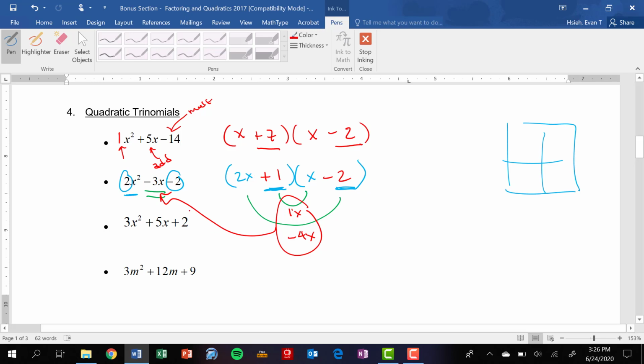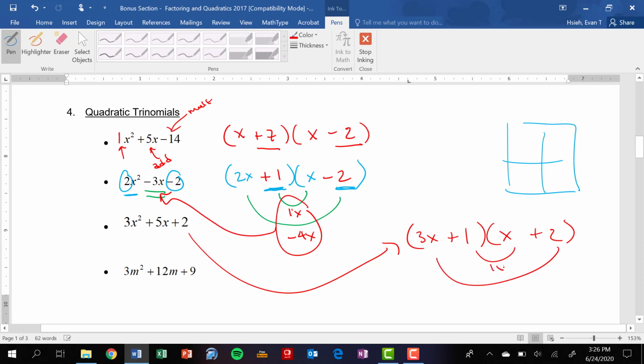Let's try one more. Let's try this one right here, over here. So I know that the first two have to be 3x and x. And it looks like I can put maybe a 1 here and a 2 here. Check it. That's 1x and 6x, which gives me 7x. That's not what I'm looking for, so maybe let's flip it.